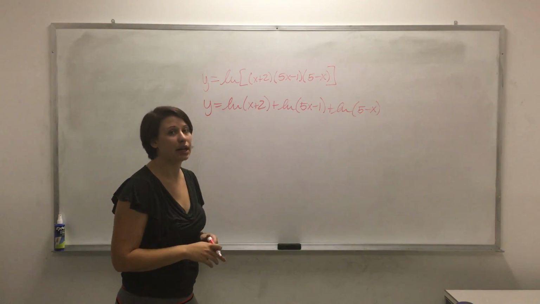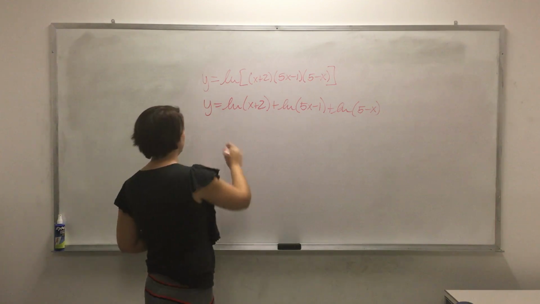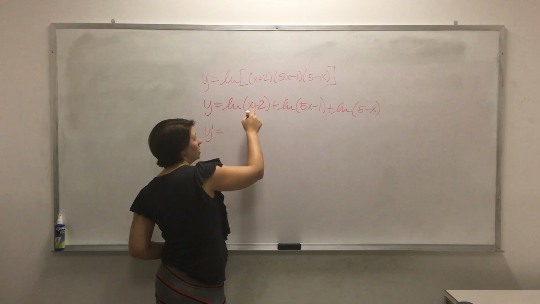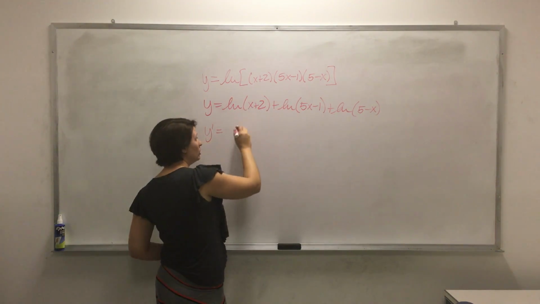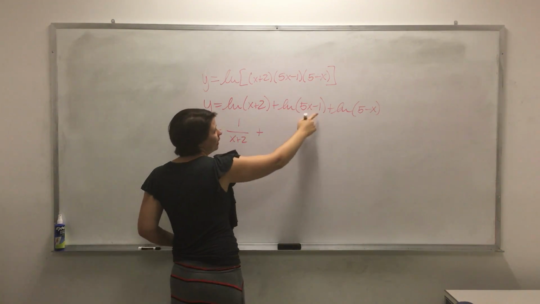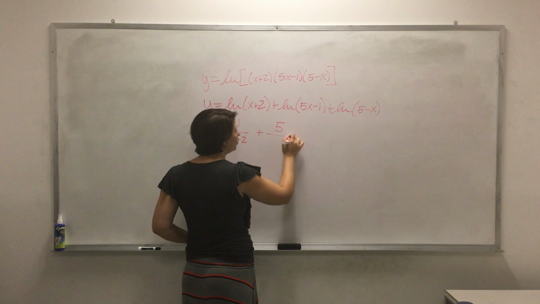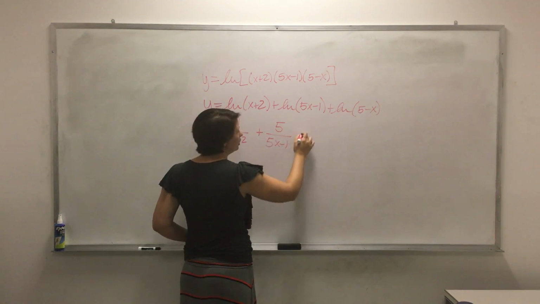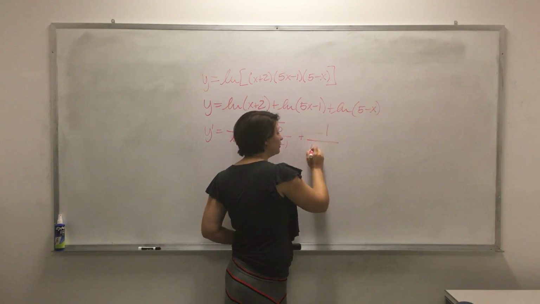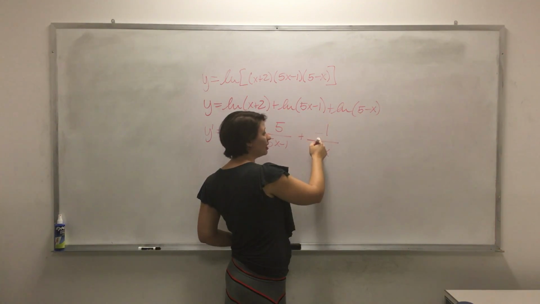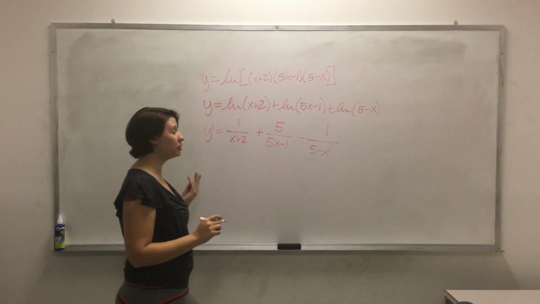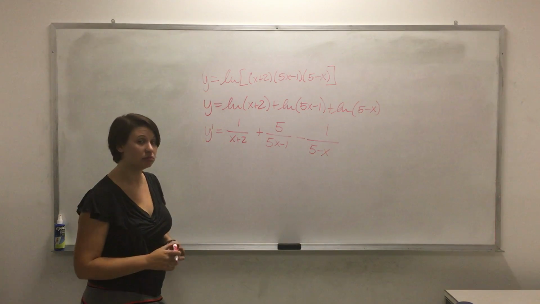Now, because it's all separate natural logs, we can just take the derivative. So y prime is equal to, no coefficients, so just the derivative of the inside, x plus 2 is 1 over the inside, x plus 2, plus 5x minus 1 is 5 over 5x minus 1, plus 5 minus x is minus 1 over 5 minus x. The plus and the minus just simplify to really being a minus there. This is our derivative. That's it. Okay?